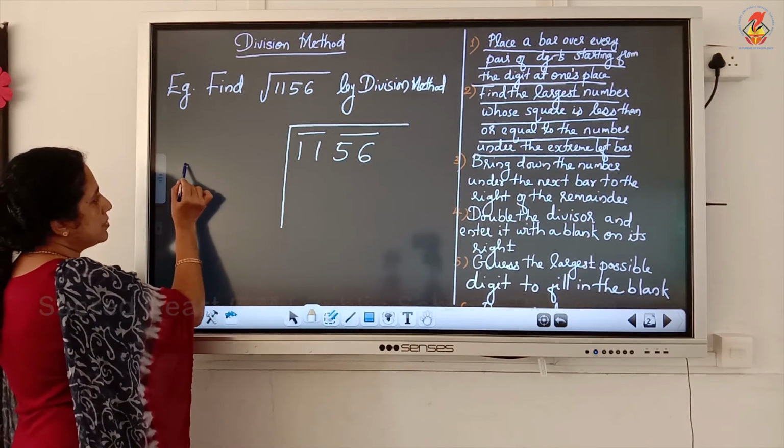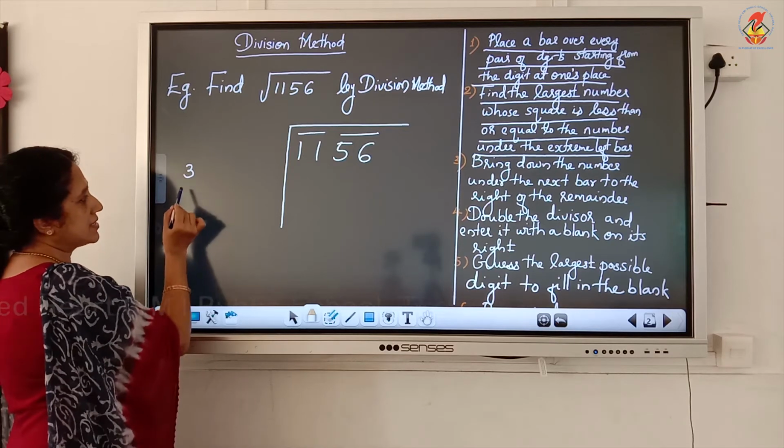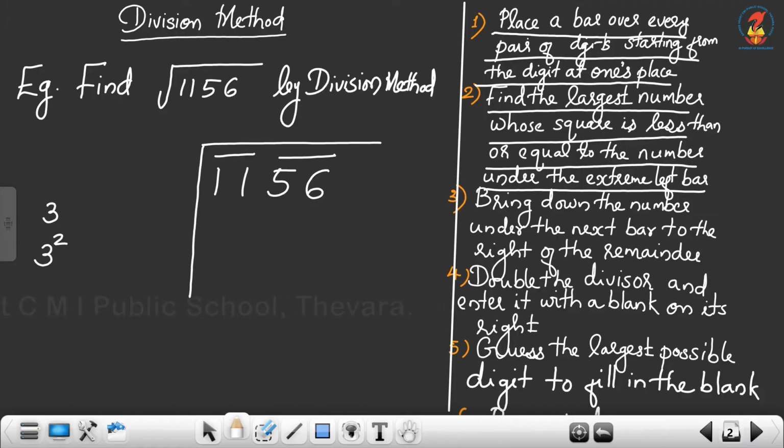Now suppose you consider 3 as the largest number. Then what is 3 square? Square of 3 is 9. So this 9 is less than 11. Suppose you consider 4. What is the square of 4? 16. 16 is more than 11. So think of the largest number whose square is less than or equal to 11. Which number do we have to consider? 3. So we can write 3 here.